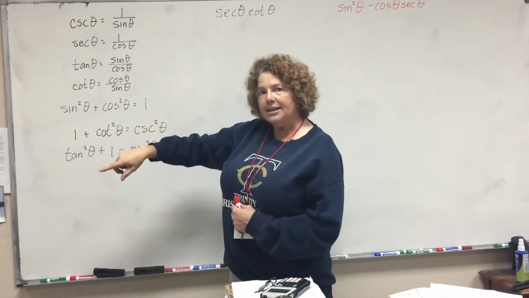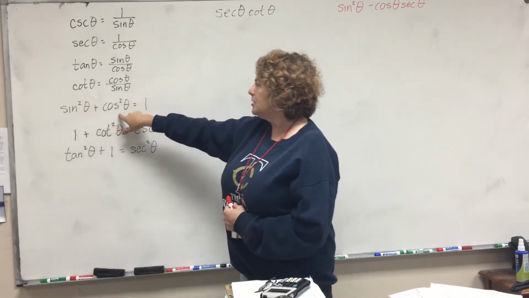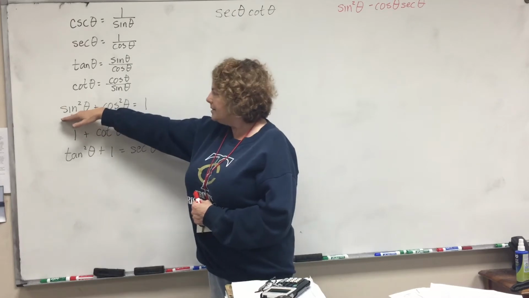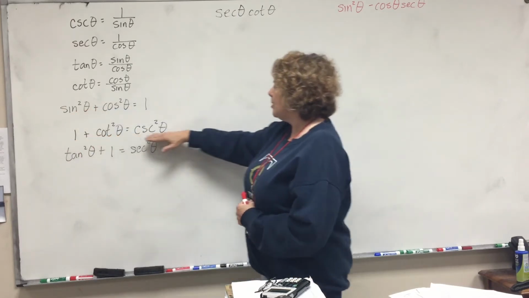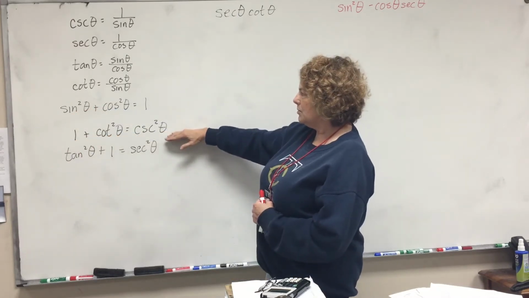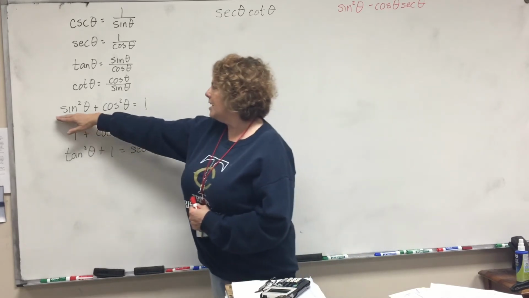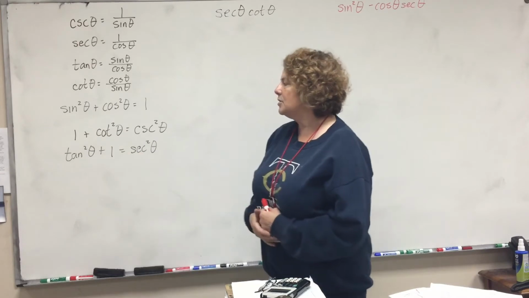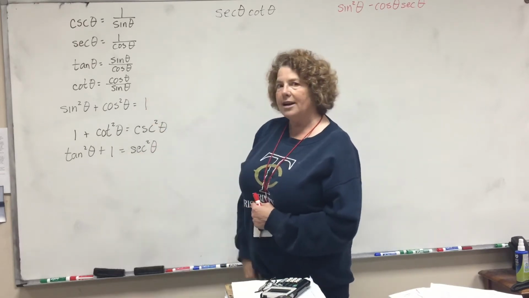Your Pythagorean identities: sine squared of theta plus cosine squared of theta is 1. Then if I divide them all by sine squared, I get this expression: 1 plus cotangent squared equals cosecant squared. And if I divide them all by cosine squared, I get tangent squared plus 1 equals secant squared. So these are what are called your identities.